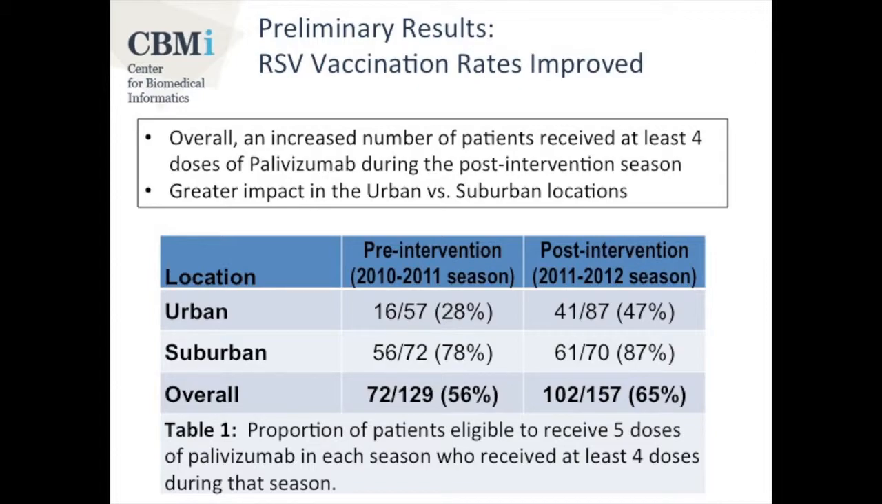In the post-intervention season, everybody improved. The urban practices doubled their rate. Still, only about half of kids were actually meeting the target, which was a little disappointing, but doubling the rate is pretty good. And we were pleased to see that the suburban practices also had a reasonably significant improvement in the proportion of children who actually succeeded in getting at least 4 doses. They increased by about 9 percentage points in the post-intervention season, from 78% to 87%. And overall, this represented about a 9 percentage point improvement across all the practices.